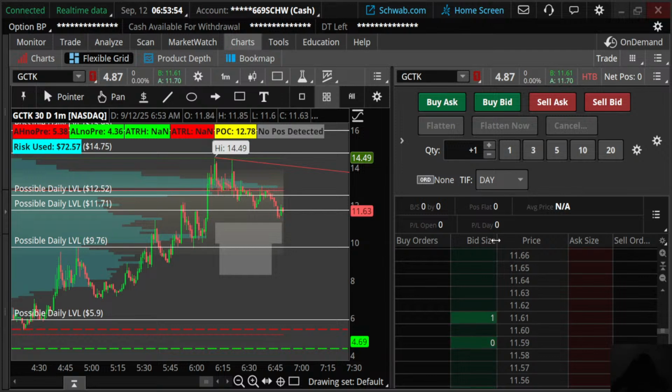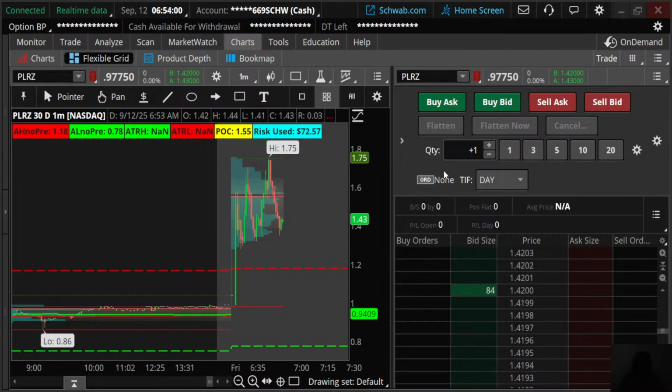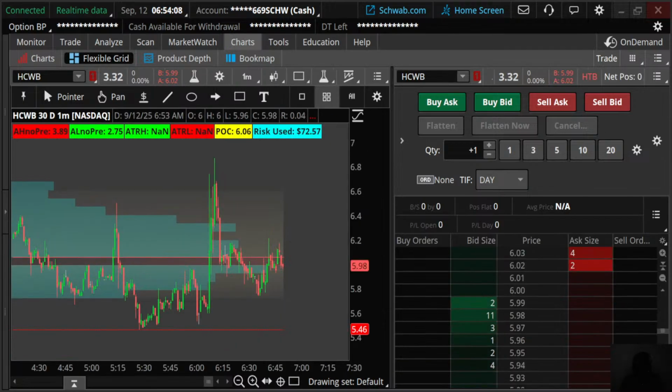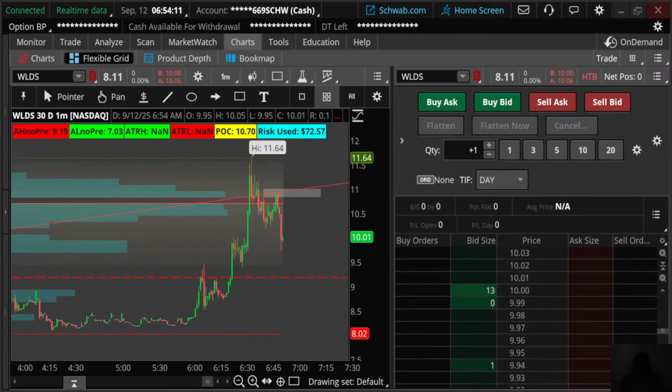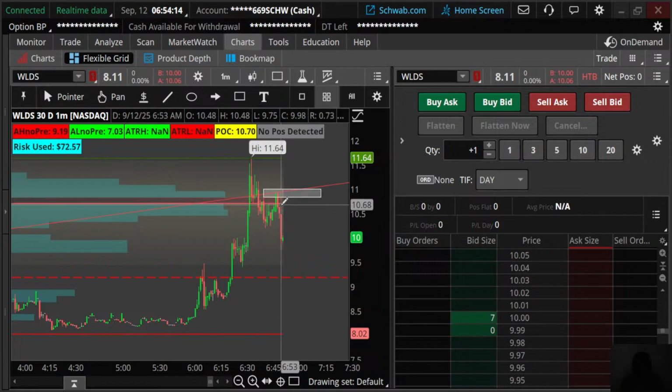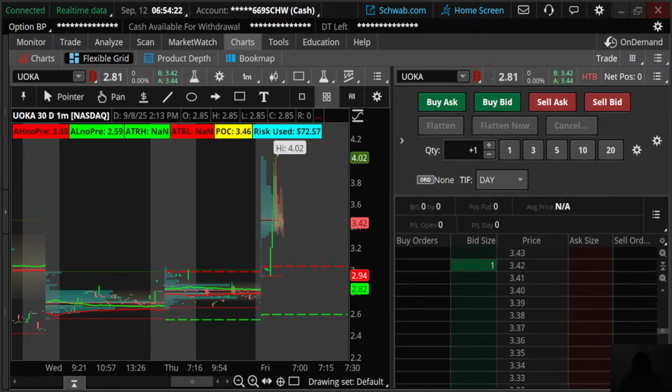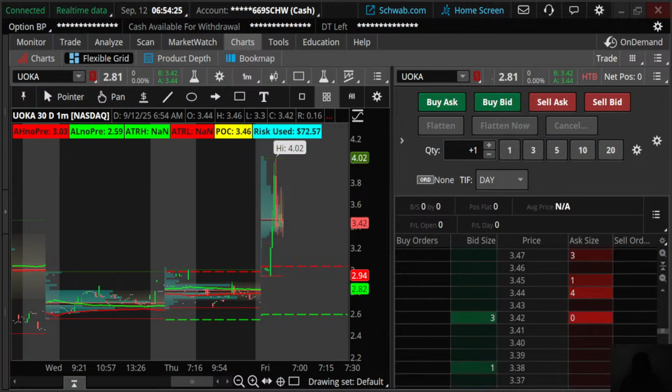All right. Still looks like a little walk down game on GCTK. PLRZ, only 3 million shares to go for it to catch up with GCTK. HCWB, WLDS went back into that zone right there that we had up there. Got clapped. So yeah, now it's definitely going below 20%. Got another one here. What is this? UOKA. Don't see any news on it. Only 1 million shares traded, up 21%.